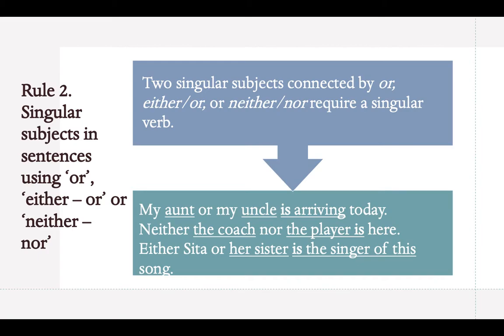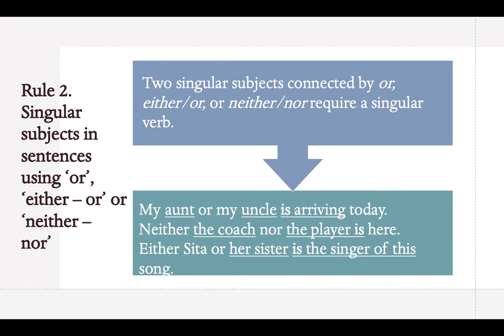Look at these examples. My aunt or my uncle is arriving today. You can't say my aunt or my uncle are arriving today, because or enna structure varuna samayatha, if you have singular subjects on either side of that or, you need to go for a singular verb. So, my aunt or my uncle is arriving today.